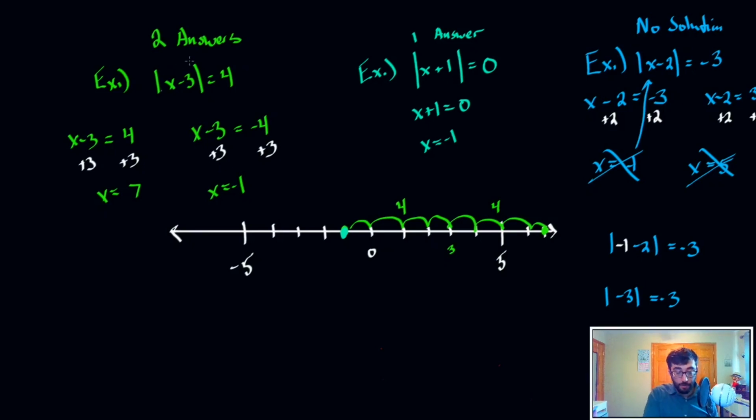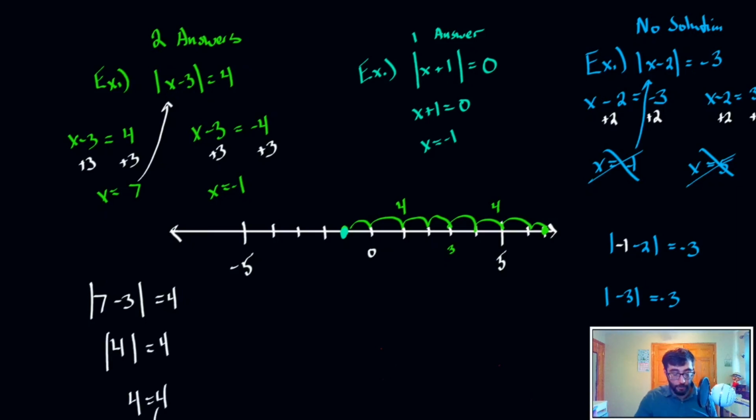But if I wanted to, like real quick, let's say I wanted to double check 7. I would plug in 7. 7 minus 3, absolute value of that. I want to see if it's equal to 4. If I had to get 4, the absolute value of 4 is equal to 4. And that is true. 4 does equal 4. So you can always kind of double check your answers that way, okay?